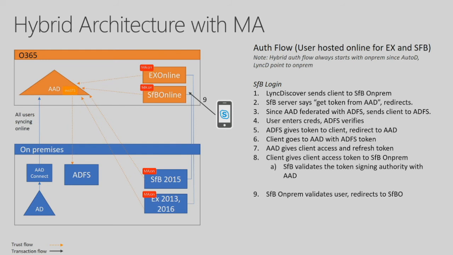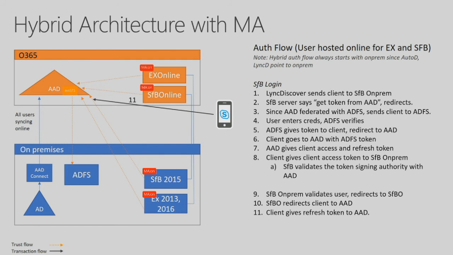So now the client goes to online, and online looks at its trust flow and says, oh, you want to get into me? Okay, I trust AAD. Go to AAD and get a token from them. So the client goes to AAD. Now, at this point, the client already has the tokens from the first time it went through this, right? So what it can do is send a refresh token to AAD, get back a client access token.